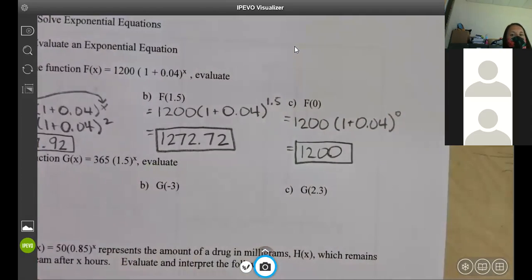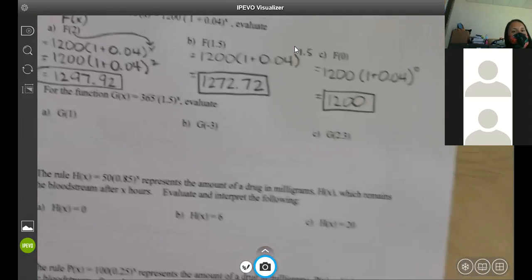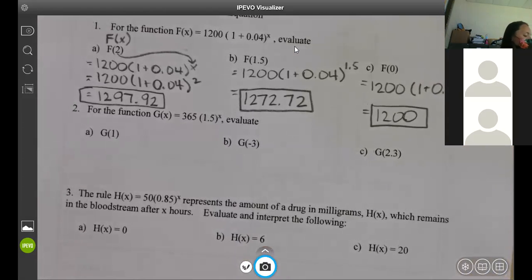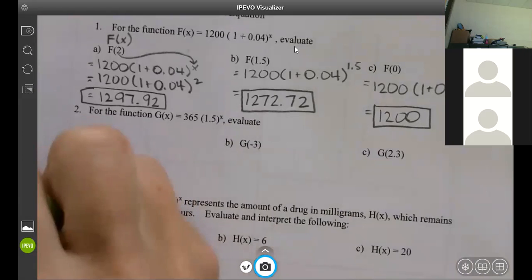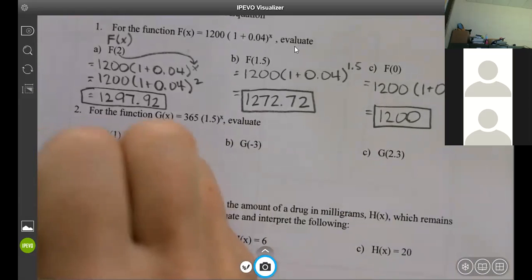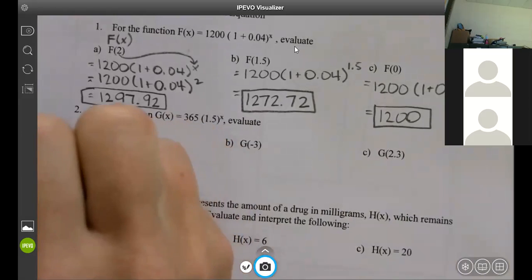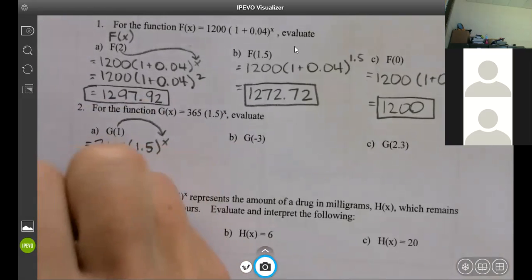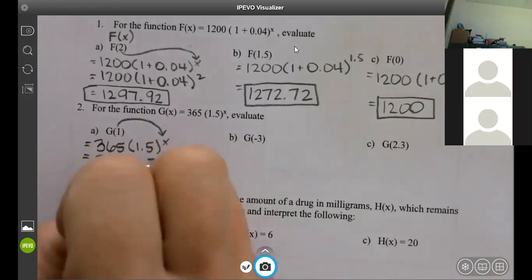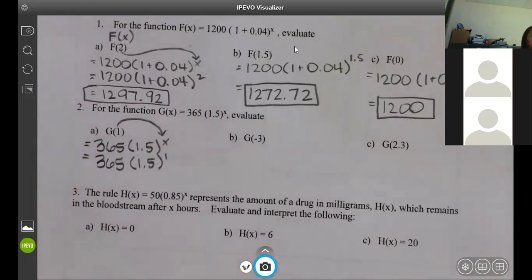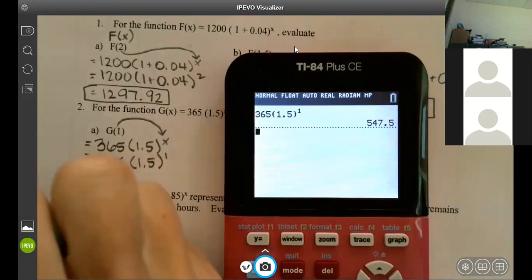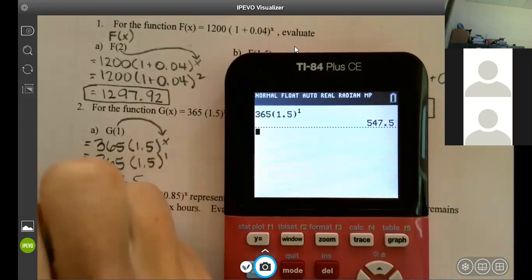Okay. If you look at the next one, it's pretty much the same exact thing. The only difference is it says g of x. That just means it's a new function. Okay, so don't play on your phone. G of x is a new function. So we're going to take our new function, 365 times 1.5 to the x, and we're going to plug that 1 in for x. So we are going to evaluate 365 times 1.5 to the 1. Type it in your calculator, and we get 547.5.